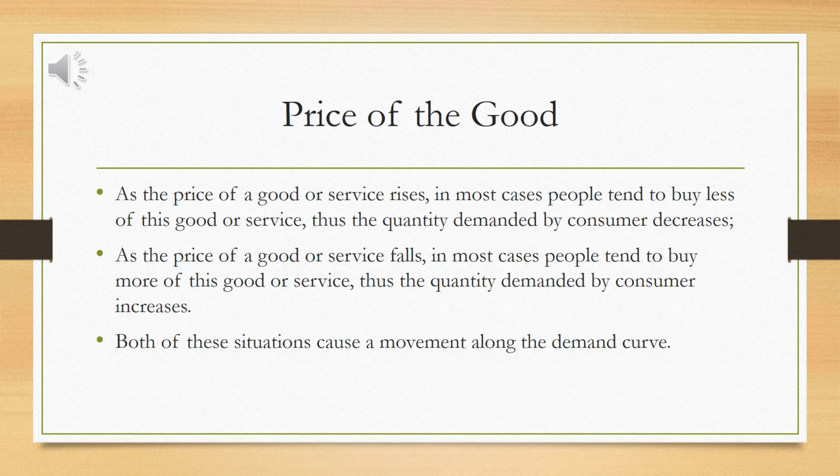Now, let's analyze each factor affecting demand and quantity demanded. Number 1. Price of the good. As the price of a good or service rises, in most cases people tend to buy less of this good or service. Thus, the quantity demanded by consumer decreases. As the price of a good or service falls, in most cases people tend to buy more of this good or service. Thus, the quantity demanded by consumer increases. Both of these situations cause a movement along the demand curve.